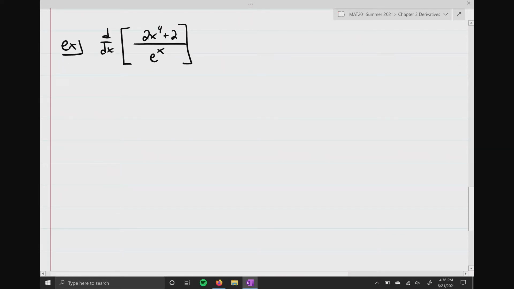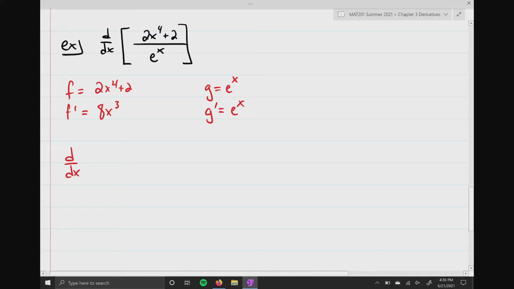Now the next example, the derivative of 2x to the fourth plus 2 all over e to the x. I'm going to show you how to simplify all this, because this one actually turns out to be very nice. It's just a matter of keeping everything nice and neat. So, once again, f is going to be 2x to the fourth plus 2. f prime is going to be 8x to the third. g equals e to the x. Therefore, g prime is going to be e to the x as well.